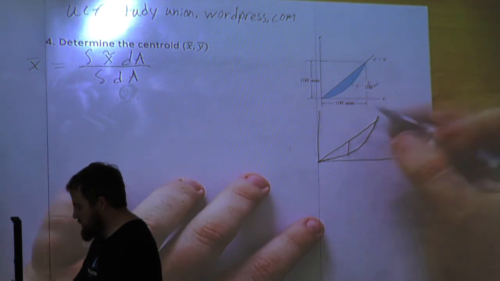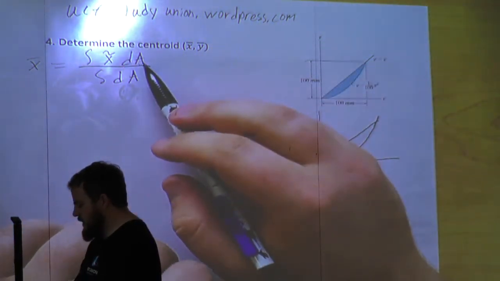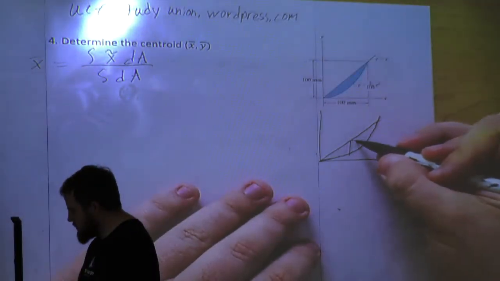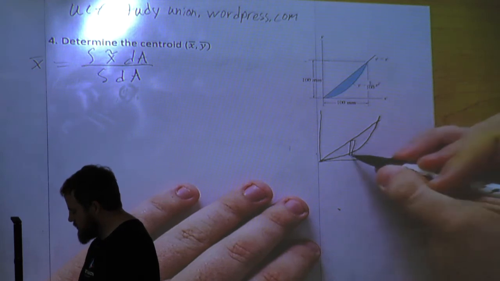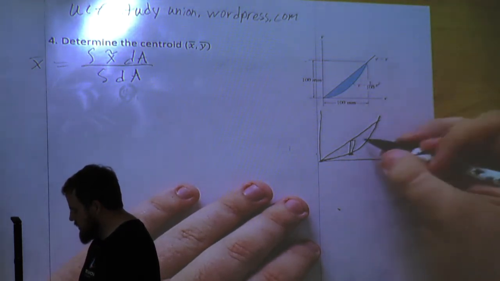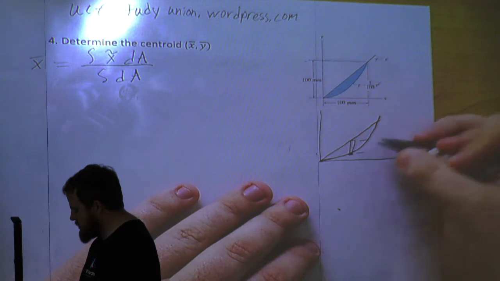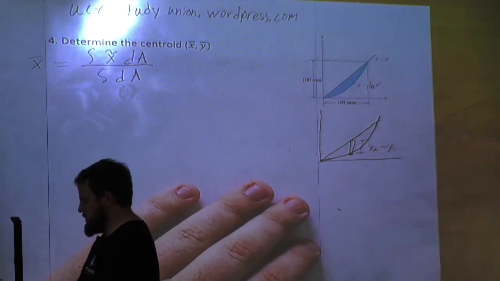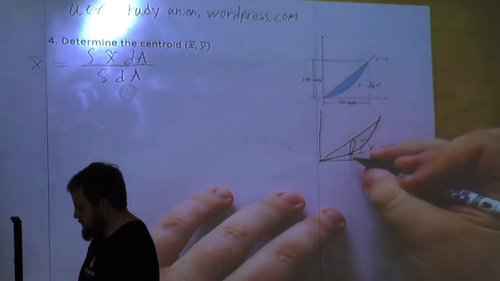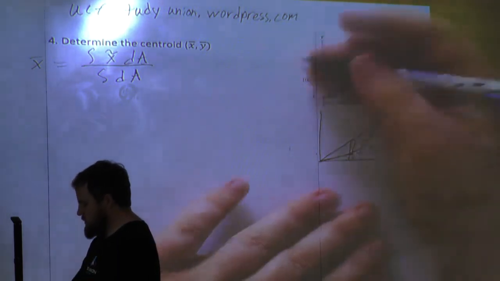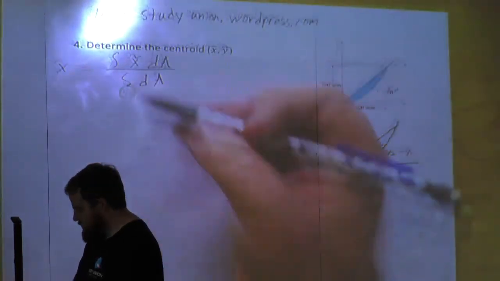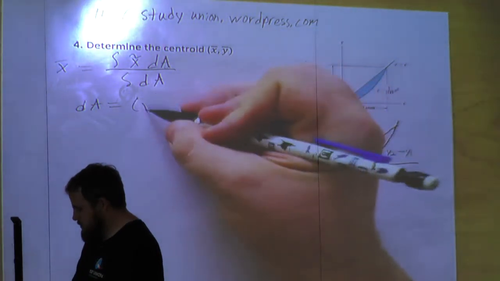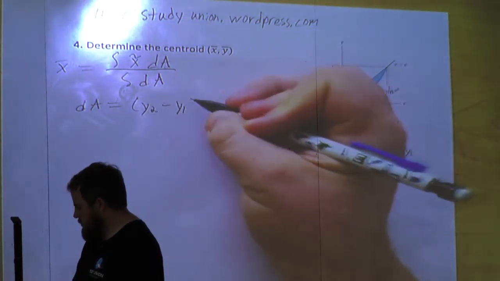So we want this to be in terms of dx, since we're finding x bar. So this is going to be your dx. It's the sliver, the change in x. And then your y's are going to be this change in y, y2 minus y1. Does that make sense to everyone? This is dx, and that's your y's. So that makes this dA equal to y2 minus y1 dx.